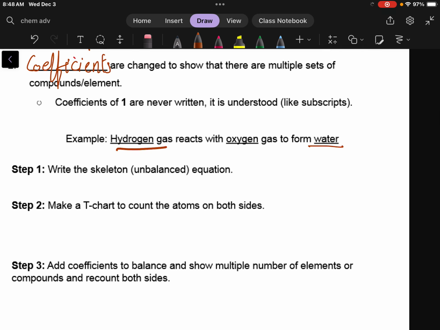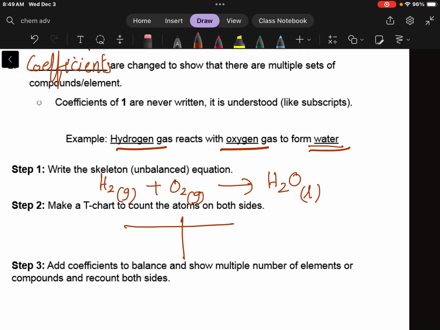It says hydrogen gas reacts with oxygen gas to form water. So hydrogen gas, how will you write hydrogen? H2, and it says gas, plus oxygen gas, and form water. What is the state of water? Liquid, so you can write L. Okay, now we have an equation.